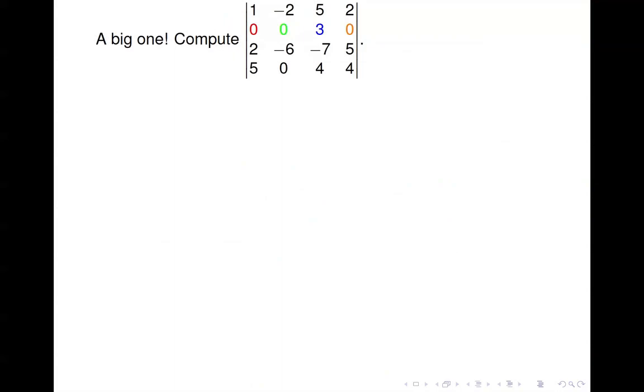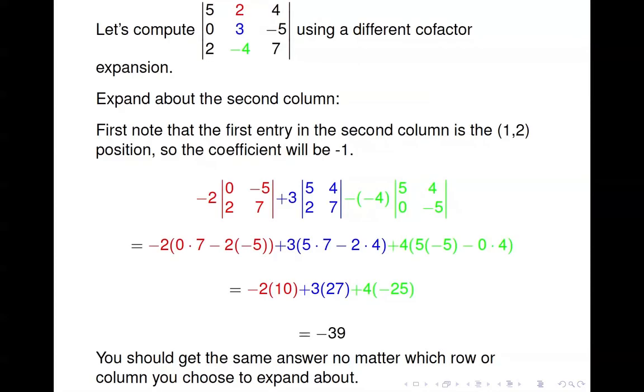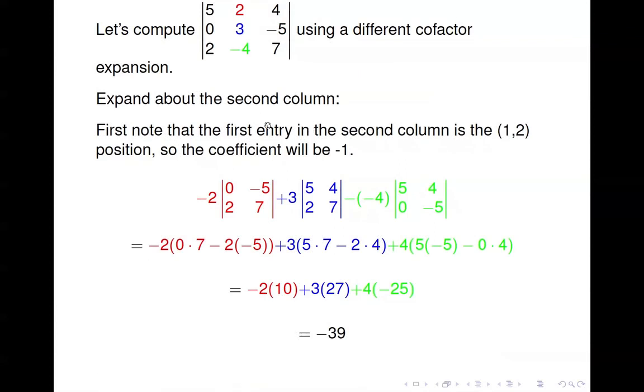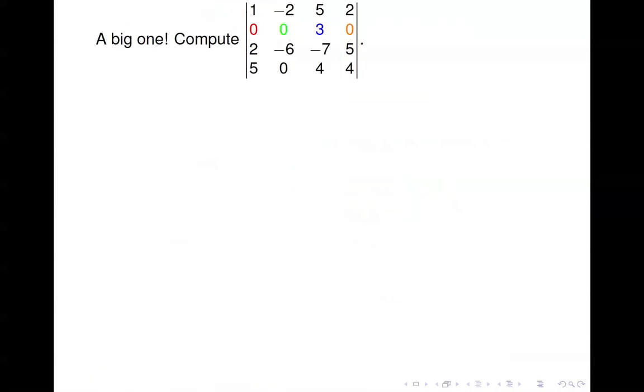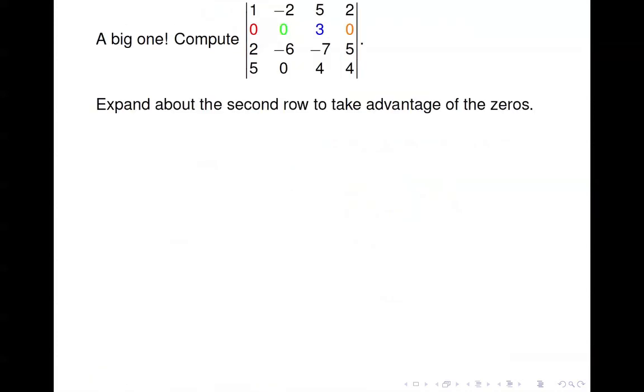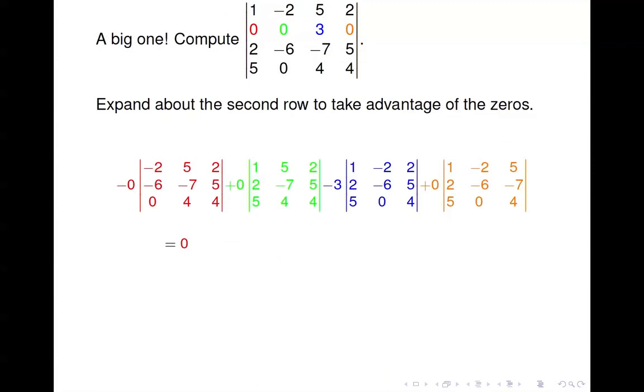All right, let's move on to a 4x4. Now we're going to take advantage of the fact that we've got a row with 3 zeros in it. So I'm going to expand about the second row. Expand about the second row to take advantage of the zeros.